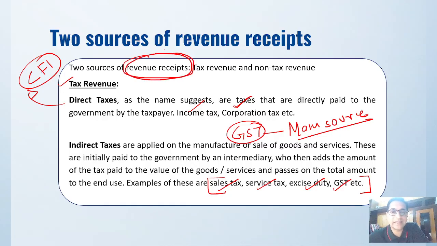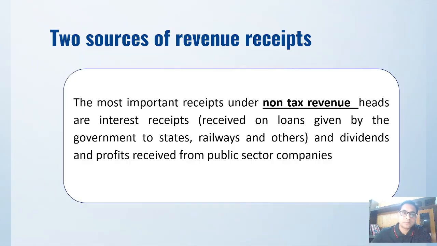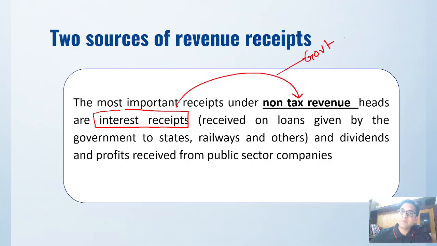These are the two important revenue receipts from where the government gets its revenue: tax revenue and non-tax revenue. Then the most important receipt under the non-tax head is interest receipt. Most important non-tax revenue, interest. Government has given money to various corporations, various PSUs, and various other things. So under that, government has given loans, and the government receives interest on the loans that have been given.